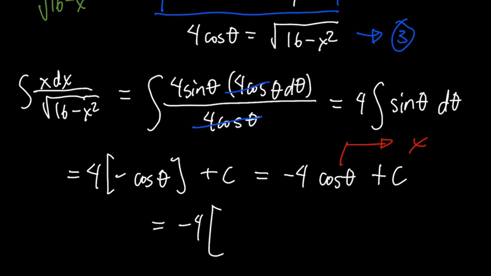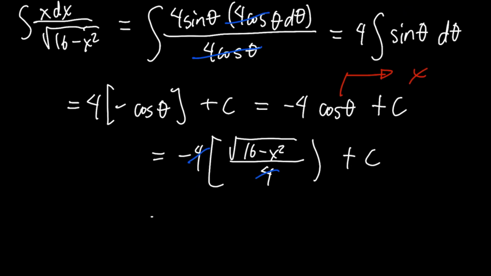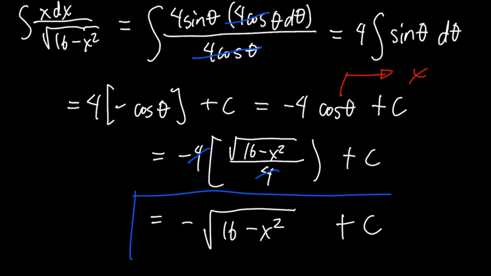Negative 4 times the square root of 16 minus x squared all over 4 plus c. And we can cancel 4 and 4 here, and we'll be left with negative the square root of 16 minus x squared plus c. So that's the answer to the problem. I hope you guys learned something today, and see you again next time.